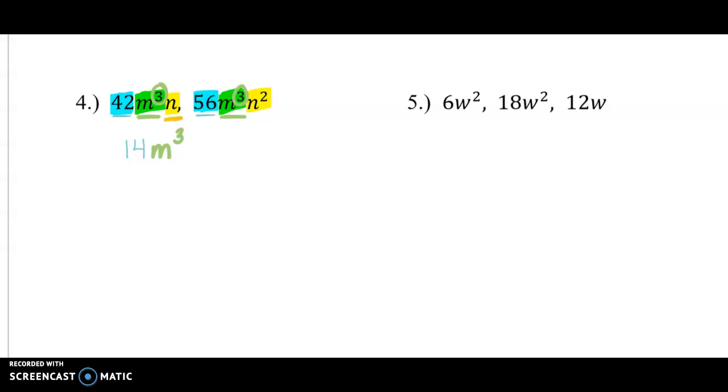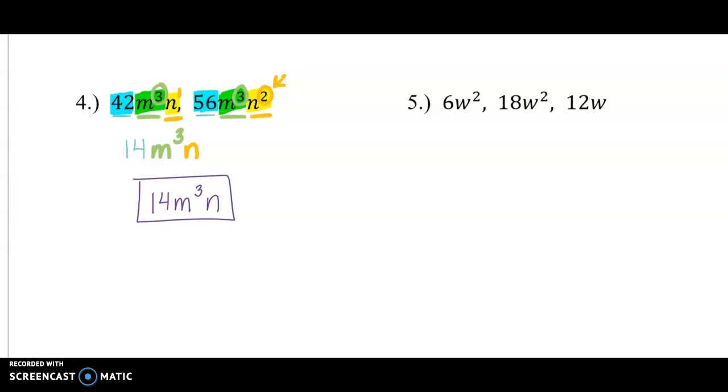Then I look at my n's, n and n to the second. This first monomial only has 1 n, which means that is the only amount I can take. Even though there's 2 over here, I can only take 1 n out. So my final answer would be 14 m to the third n.